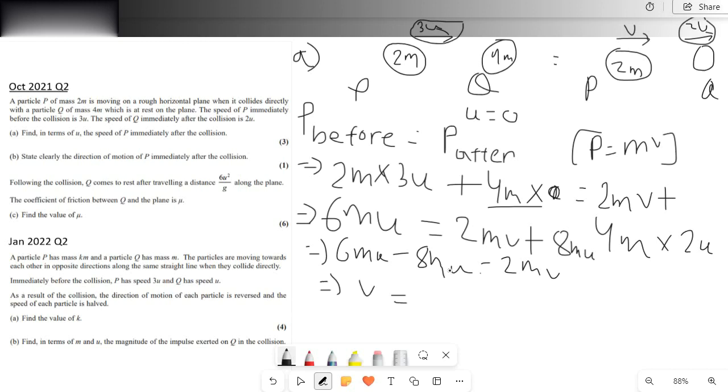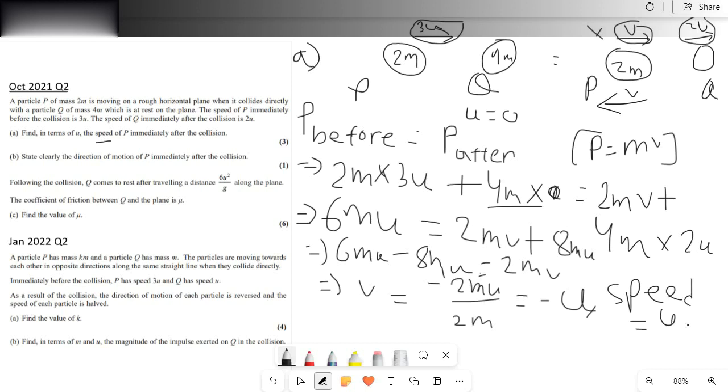Therefore, the final velocity of P is equal to minus 2mu divided by 2m, and so the velocity is minus u, meaning that velocity v is not in this direction, rather it is to the left. And as we know, the speed does not have any direction, so the speed should be u meters per second.